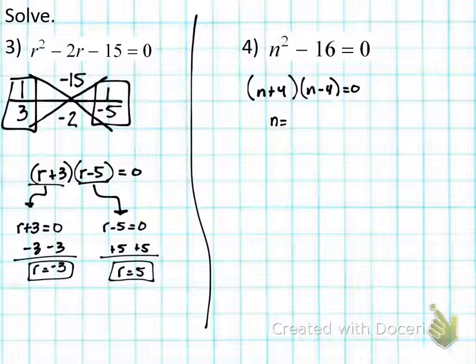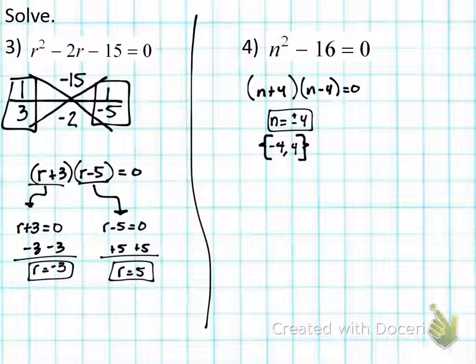So your two answers are, listen up, n is equal to positive and negative 4. Here's a couple ways you could write it. You could write n is equal to positive 4 and n is equal to negative 4. Or you could write it like this, n is equal to plus minus 4. That's a notation that you should get familiar with. Raise your hand if you've seen the plus minus sign before. Okay? Feel free to use that.